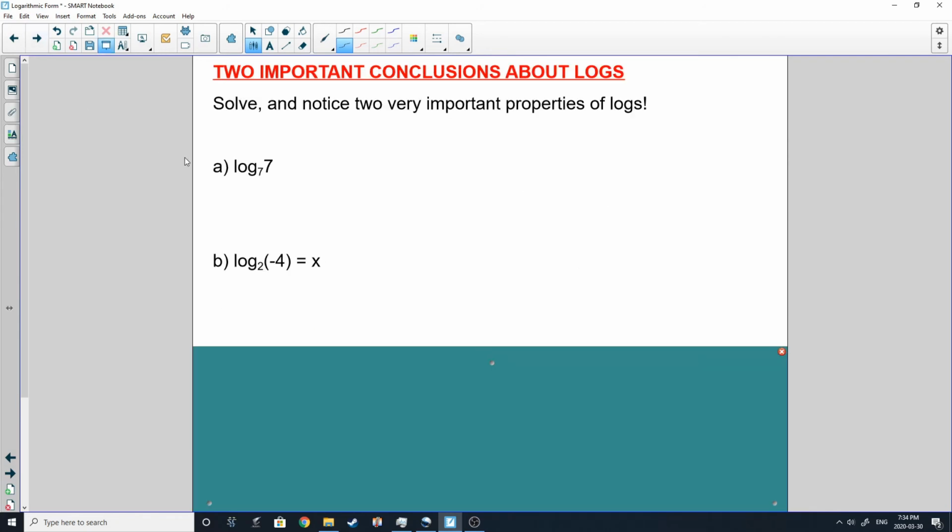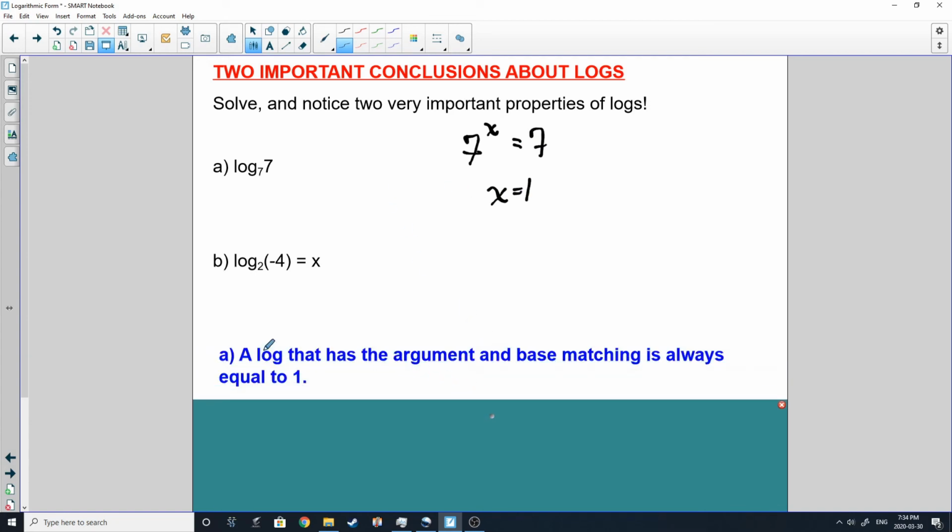So those were sneaky. I'm going to end off with 2 very important conclusions about logs. So let's solve these 2 questions and then notice 2 very important things. So again, in this one, I don't have an equals x, so I just need to be careful that I don't actually write it on the exam. Just do your work on a scrap piece of paper. So I can write 7 to some power has to equal the argument. So in this case, the power must be 1, and we arrive at our first conclusion that a log that has the same argument and base matching is always equal to 1.